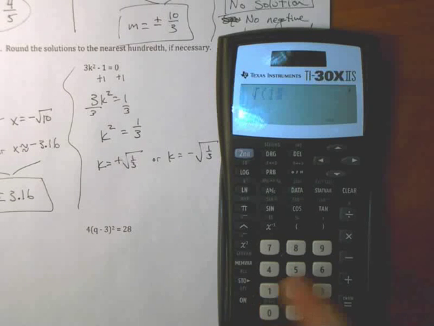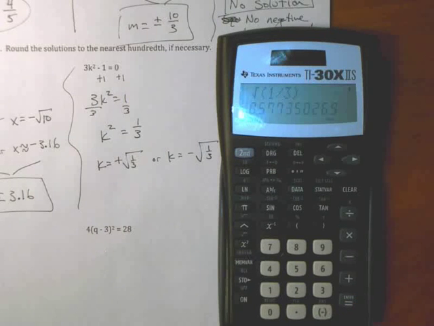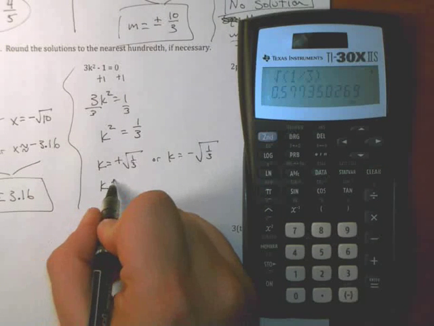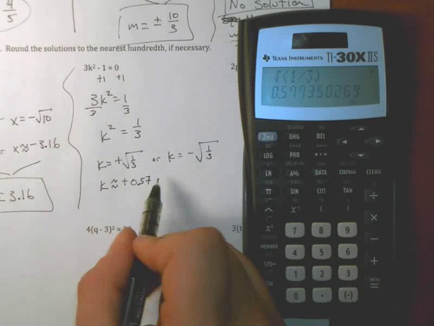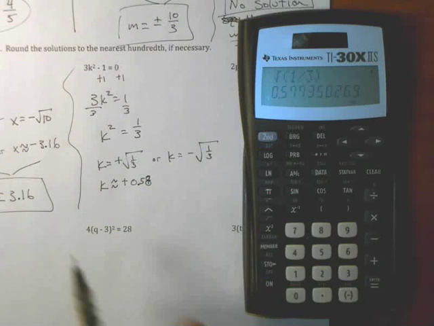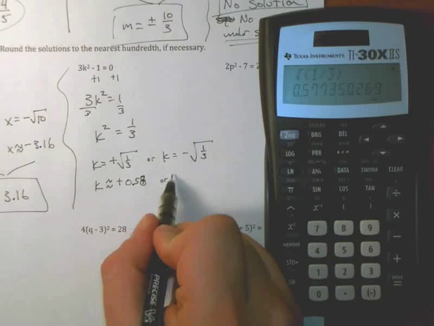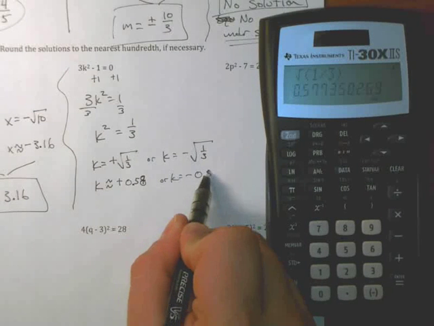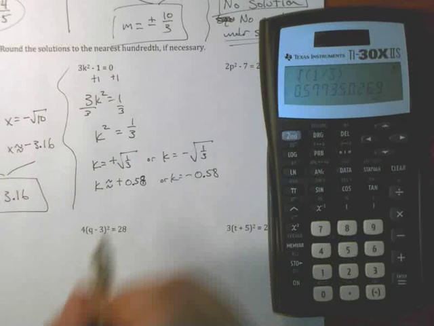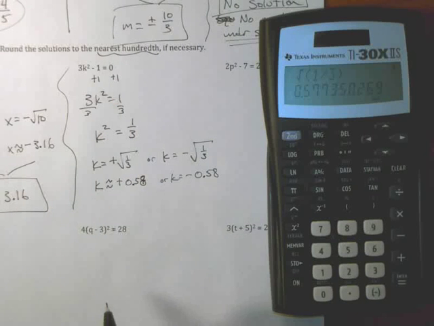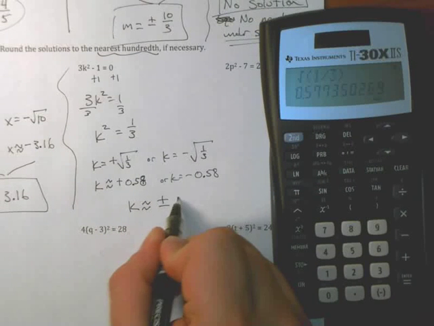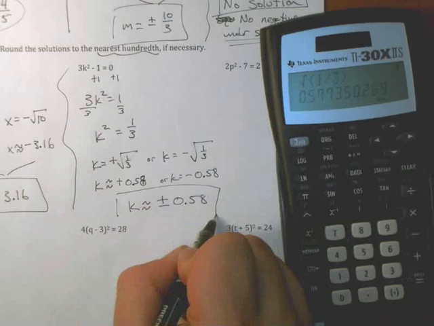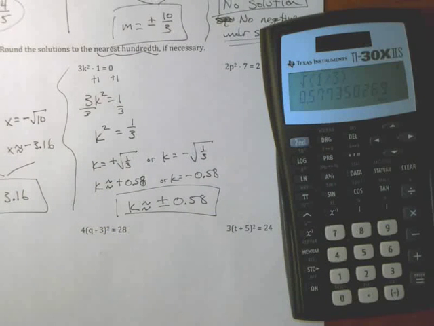Okay. If I want to type that into my calculator, I'll do square root, 1 divided by 3, close the parenthesis, hit enter, and k is approximately positive 0.57, nearest hundredth would be better, 0.58, or k is equal to minus 0.58. Note nearest hundredth, so second decimal spot. Or since these are the same, how about k is approximately plus or minus 0.58.